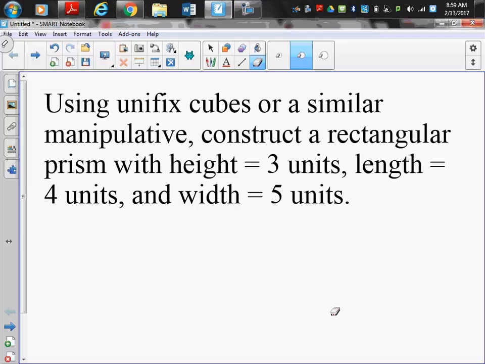Alright, so you've used your Unifix cubes, you've actually made this shape. And we have derived the formula. We took the shape, took it apart, and figured out how we could use the numbers 3, 4, and 5 to come up with our volume. So we came up with a formula. Volume equals length times width times height. Length times width times height is how you get volume of a rectangular prism.